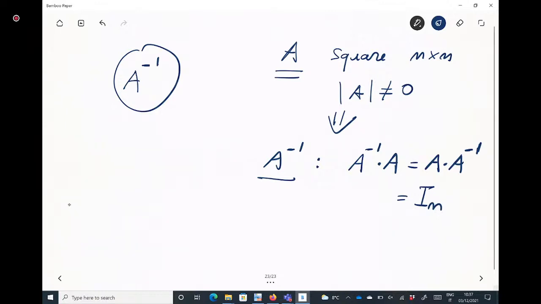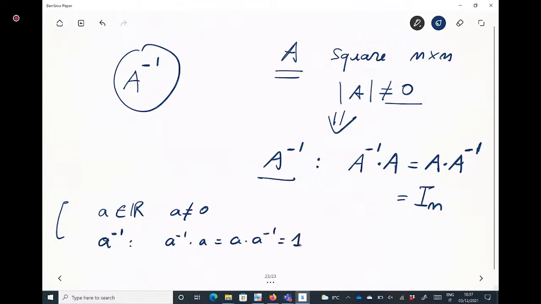By the way, the inverse of a number, if it is different from 0, look at the similarities. The determinant must be different from 0, our real number must be different from 0. What is the number A minus 1? It is defined as the number such that A minus 1 times A is equal to 1. And you know that with real numbers, A minus 1 is just 1 divided by A, okay? Clear? So it is exactly the same definition.